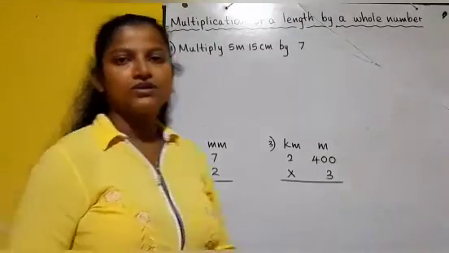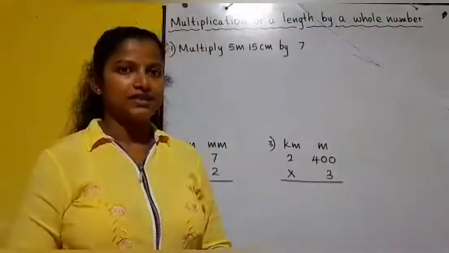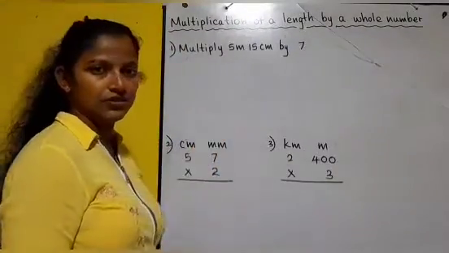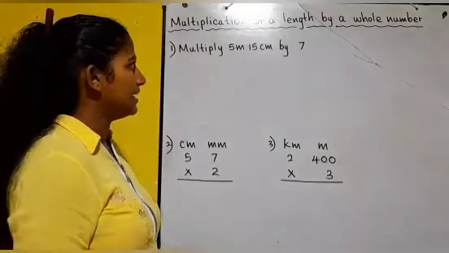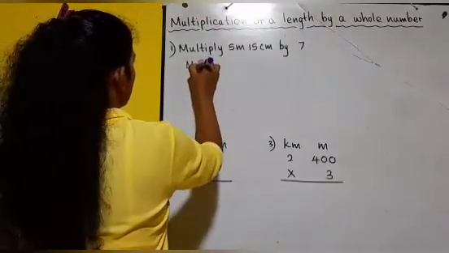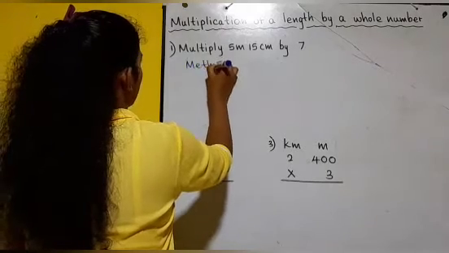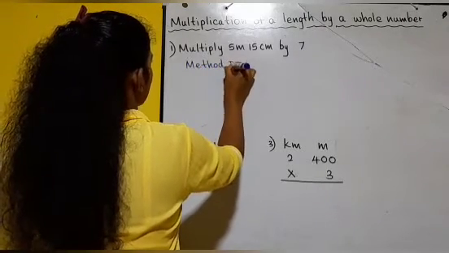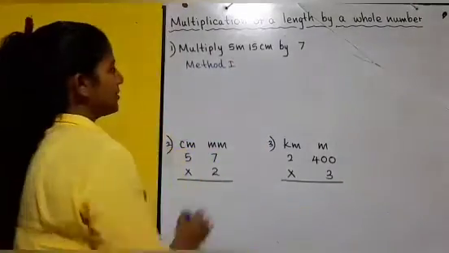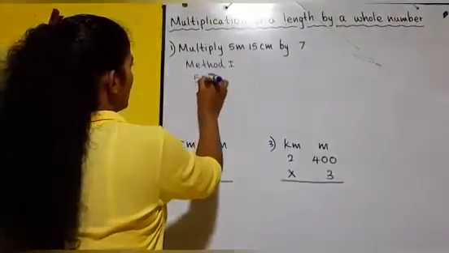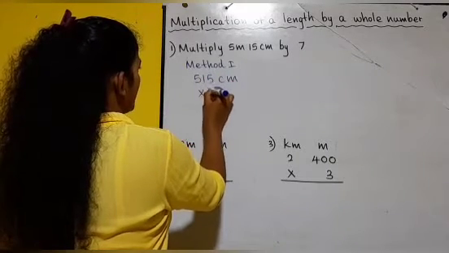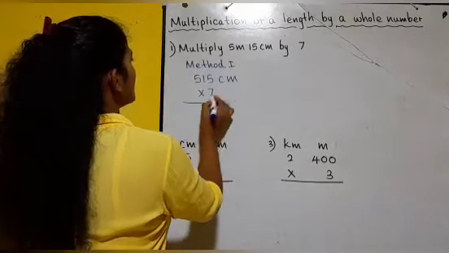In this one also there are two methods. In the first method we are converting it into 1 unit and performing the multiplication. We will see. Method 1. 5 meter 15 centimeter means 515 centimeters. We are multiplying it by 7.